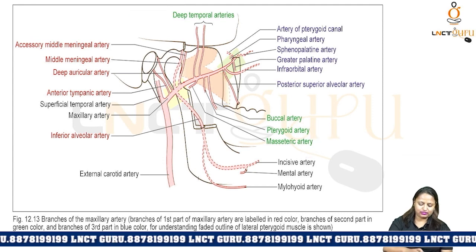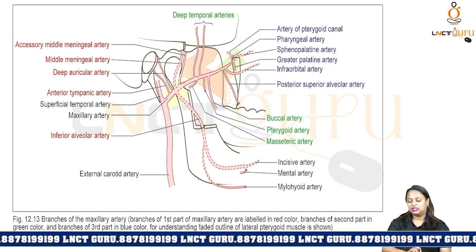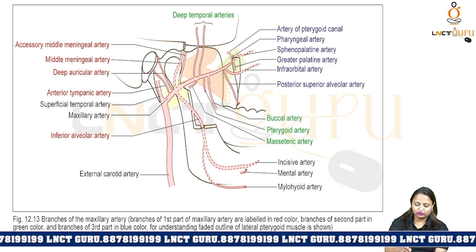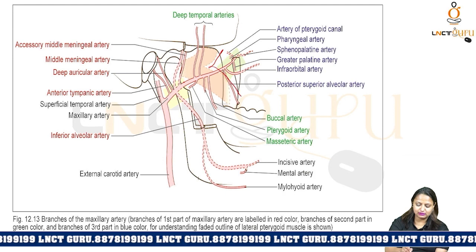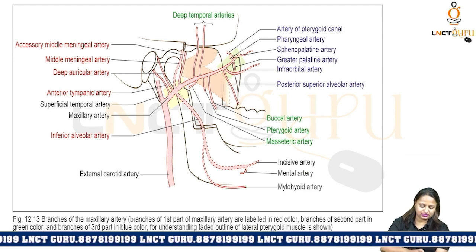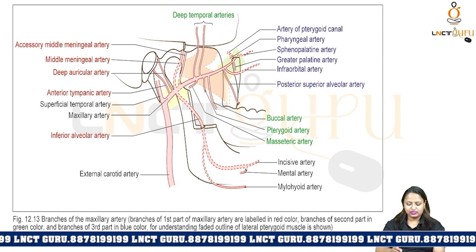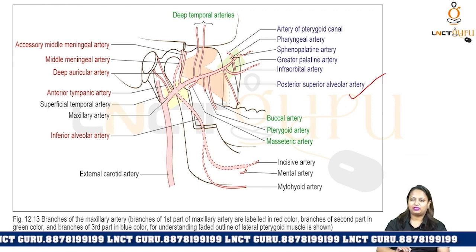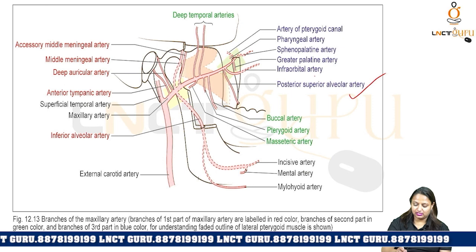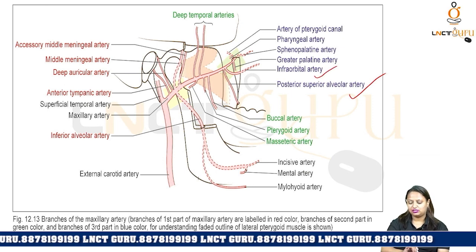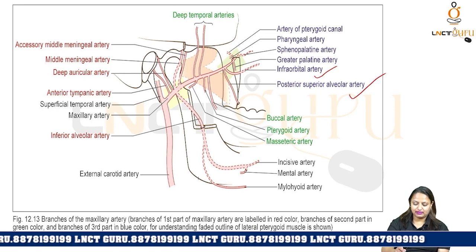Now the next one is the third part. Here you can see it is passing beneath both the heads, passing between them and entering inside. The first one is the posterior superior alveolar artery. Then another you can see is the infraorbital artery, and then the greater palatine artery.